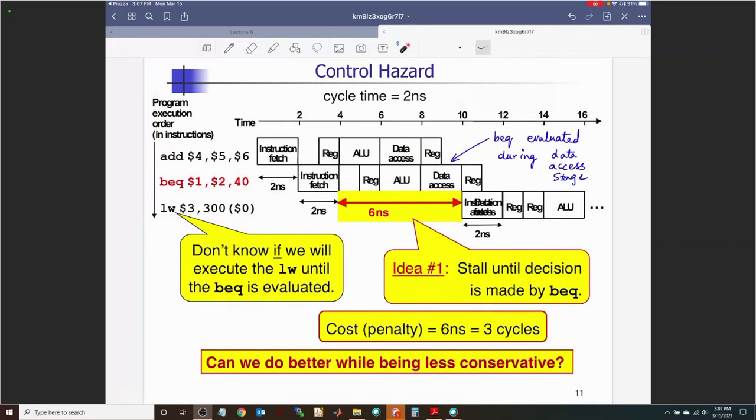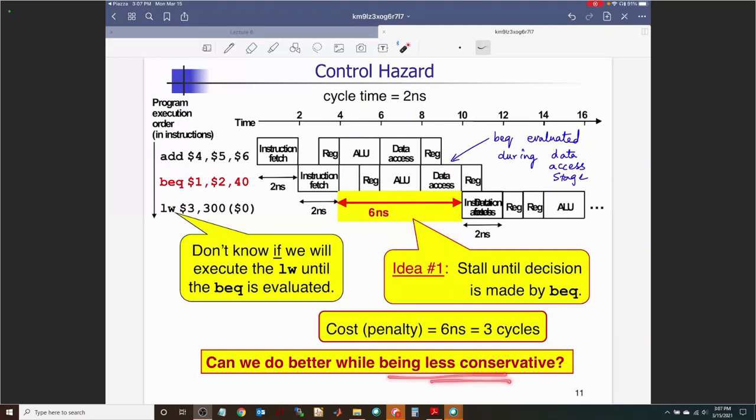What is the cost? The cost is 6 nanoseconds, which is essentially 3 cycles. 1 cycle per stage, right? So we said the clock cycle is limited by your slowest stage. In this case, it was 2 nanoseconds. So that's your 3 cycles, 6 nanoseconds penalty. Now, the next question is, can we do better? Can we start working on load word earlier?